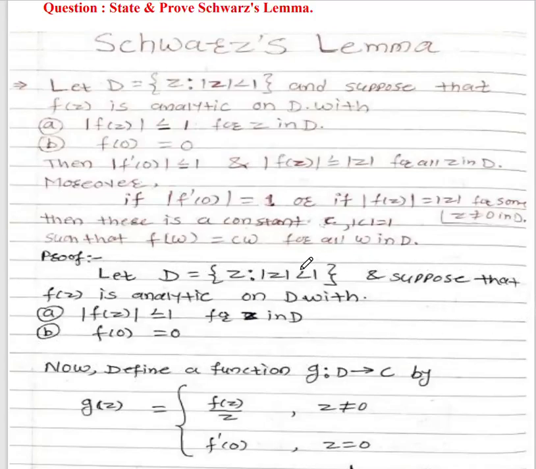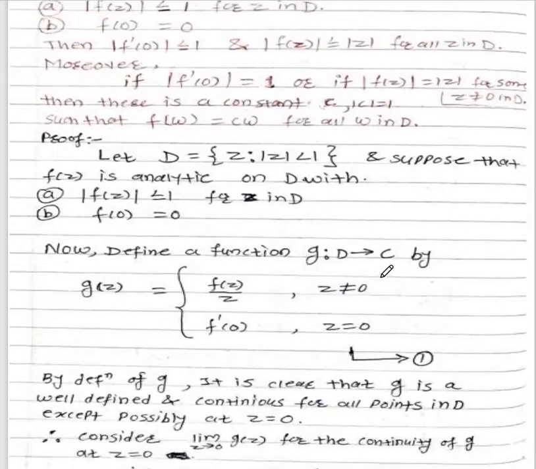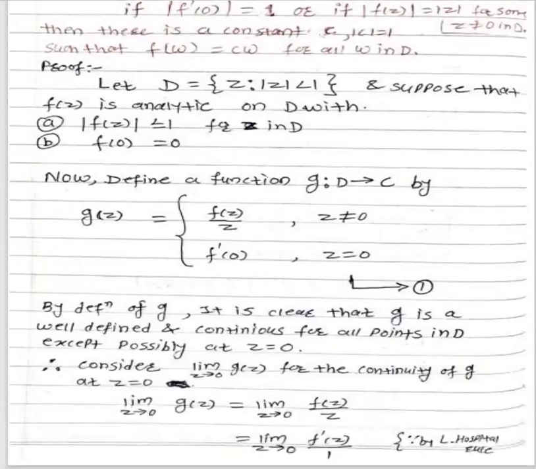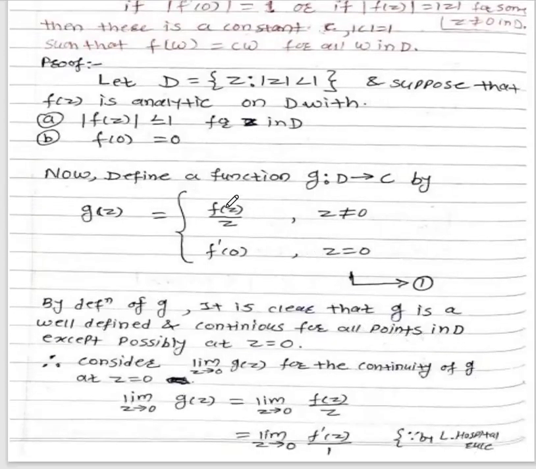Now to prove this theorem, let us define a function g on the region D in the complex plane C, defined as g of z equal to f of z upon z for z not equal to 0, and f dash of 0 for z equal to 0. Let us call this equation number 1. Now from this definition, it is clear that g is well defined and continuous for all points in D except possibly at z equal to 0.